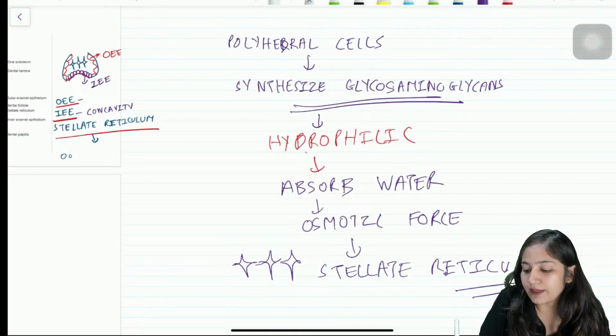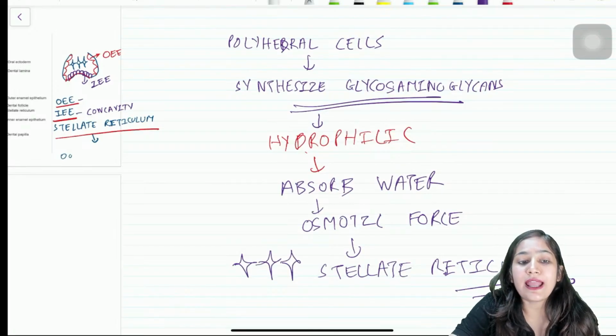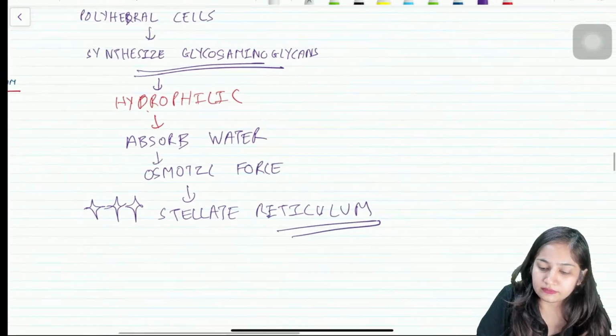This stellate reticulum has mucoid material which is rich in albumin. So it also contains a mucoid material.